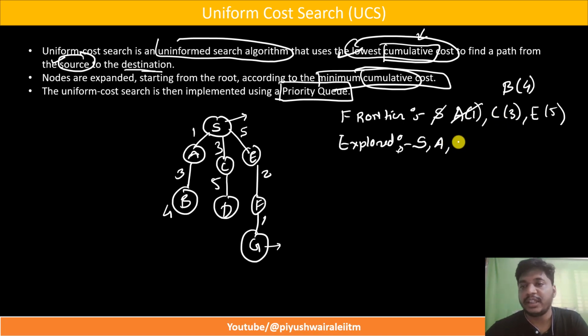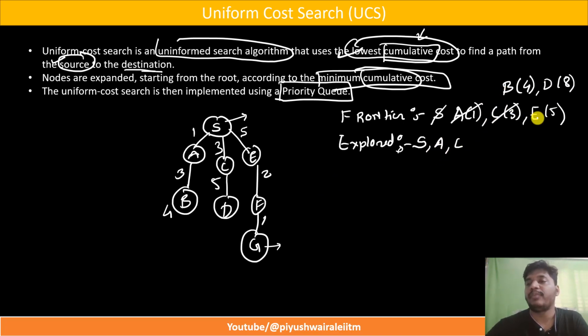Then I am exploring C here. Now whether C is my goal state or not? No, it is not my goal state. Then in that case, from C I can go to D. But at what cost can I go to D? 5 or 8, that is cumulative cost, right? That is 8, 3 plus 5. So I can go to D at a cost of 8, right? So I have explored C, so I can remove C here.